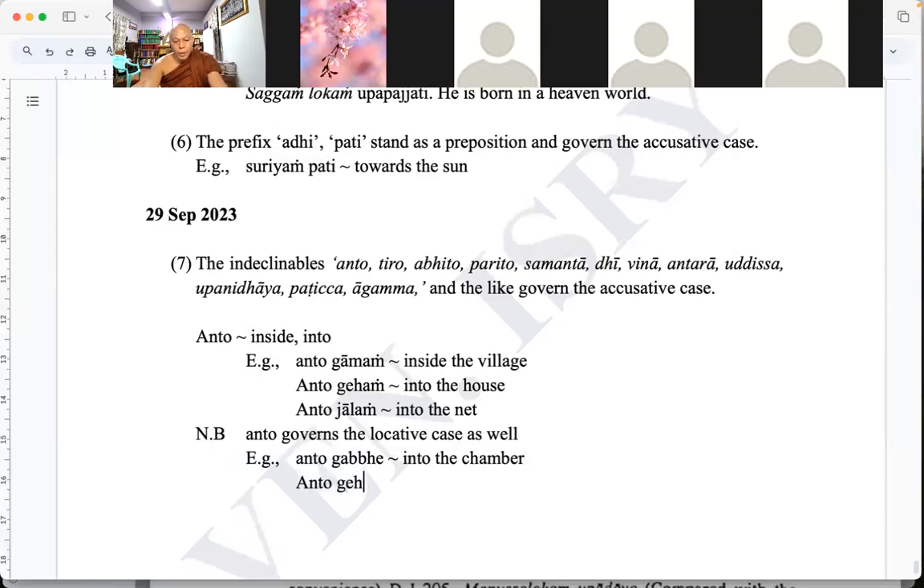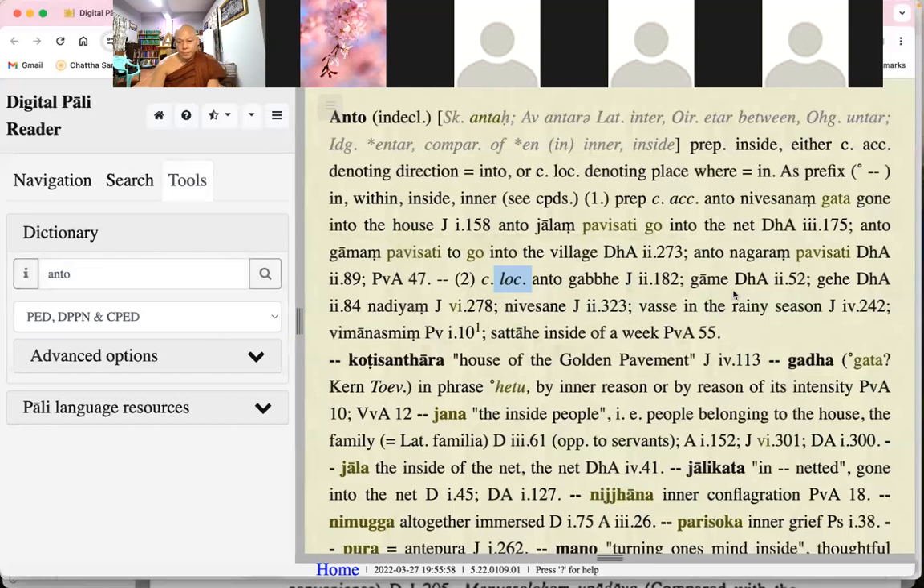So ando gihi, inside the chamber, inside the house, or into the house. Also the same meaning, you see, even though the case is different. Ando gihi or ando gahan, and so on. You can see. So ando we will see during the rainy season. Maybe that is relatively time. So, you know, ando can be, okay.